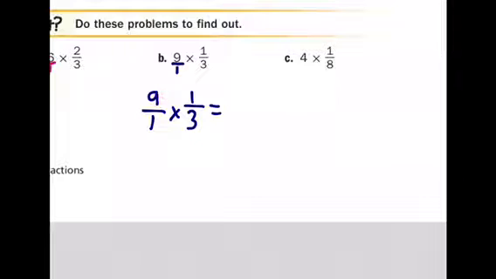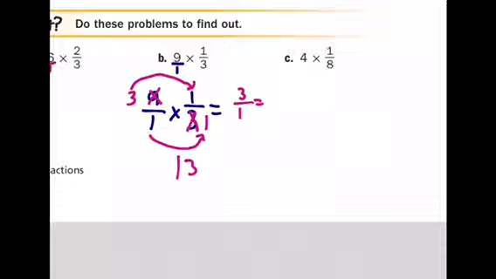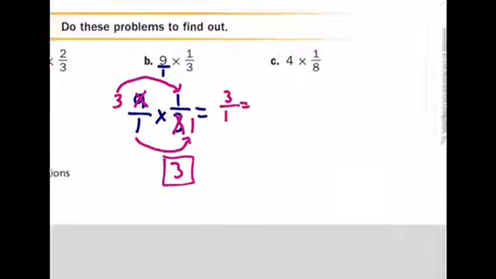So 9 and 3. Did you think of the biggest number that goes into both 9 and 3? If you said 3 goes into both, then you're correct. So 3 goes into 3 once. 3 goes into 9 3 times. So now I'm going to multiply my numerators. 3 times 1 is 3. And my denominators, 1 times 1 is 1. And 3 over 1 simplifies to 3 wholes. So if you had 3 wholes, give yourself a C.